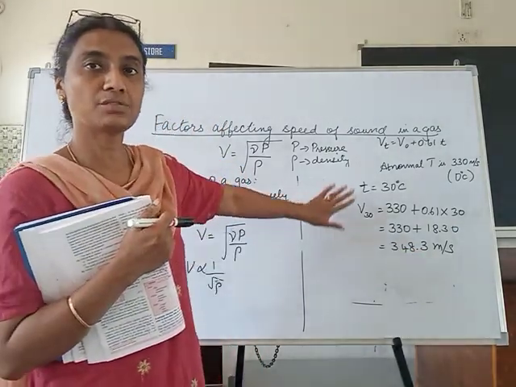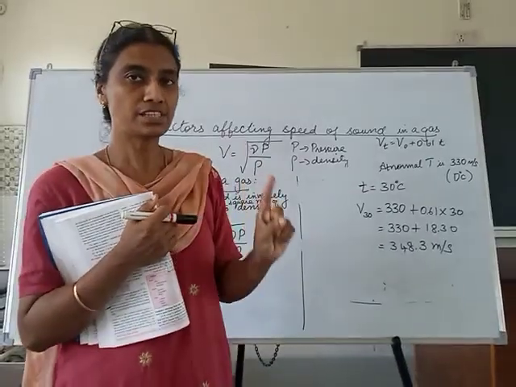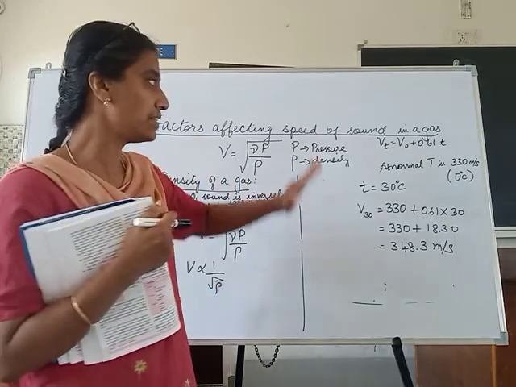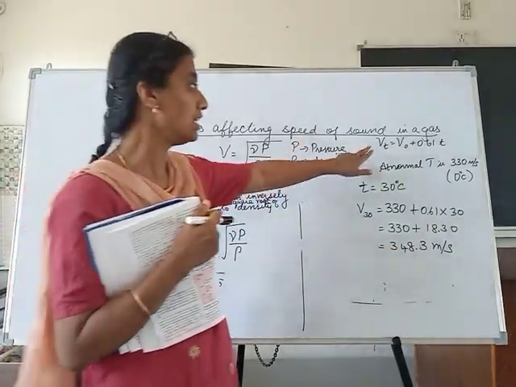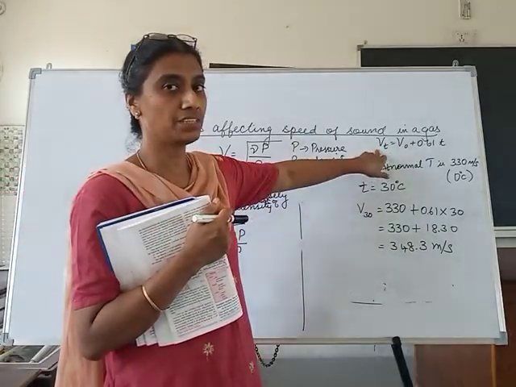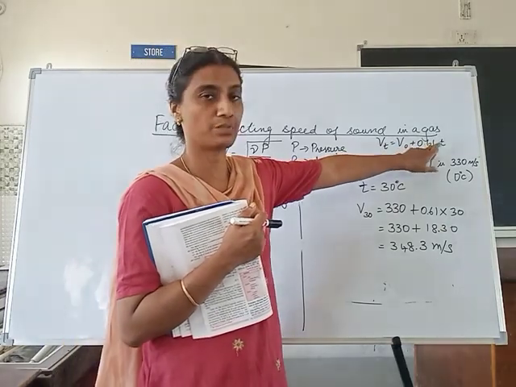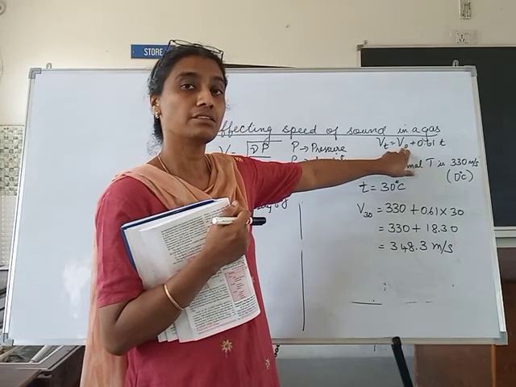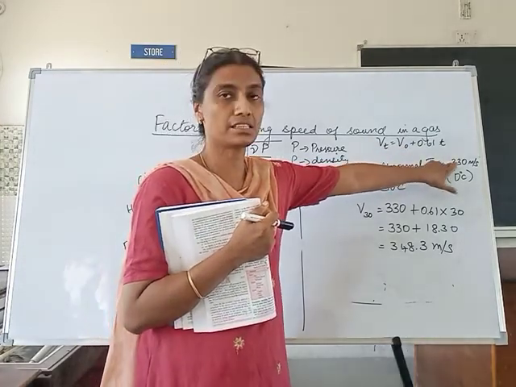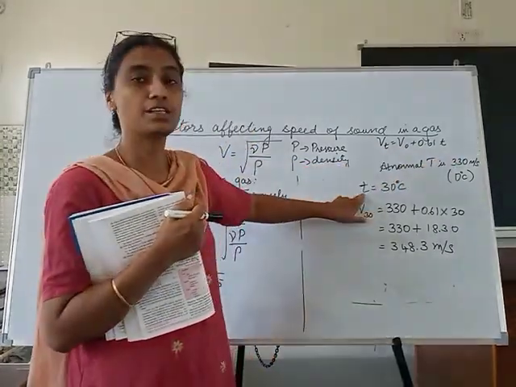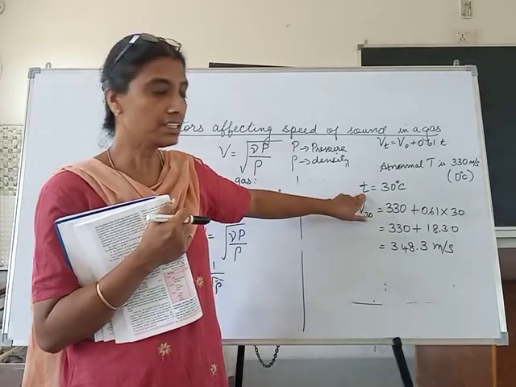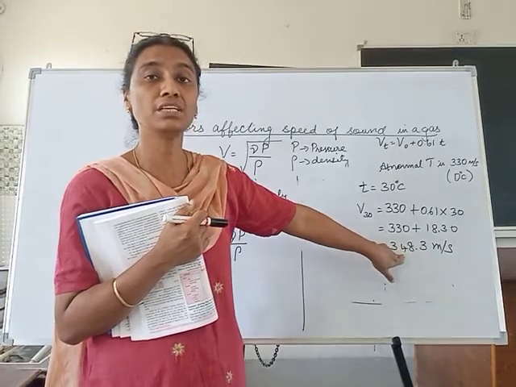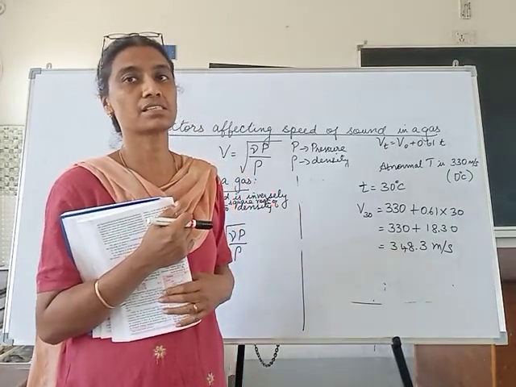So the second factor was temperature, and we saw as temperature increases, speed of sound increases. Now we are going to go to more specific things. How does it increase specifically? For that, you should remember this formula: Vt is equal to V naught plus 0.61t, and V naught, the speed of sound at 0 degrees Celsius, is 330 meters per second. So if I tell you to find the speed of sound at 30 degrees Celsius, this is how you have to do it, and today's speed of sound will be 348 meters per second.